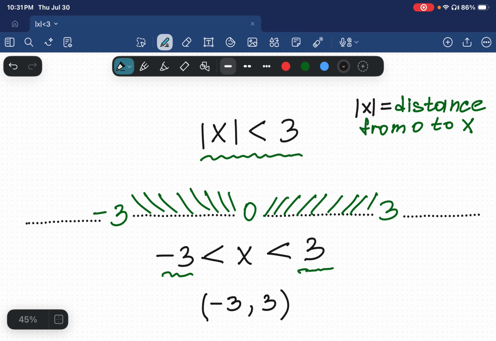Also notice that we can't include the numbers which are to the right of 3 or to the left of negative 3, because in this case the distance will be more than 3 units away from 0. The picture tells us clearly what the answer is. Now let's see why the algebra gives exactly the same result.